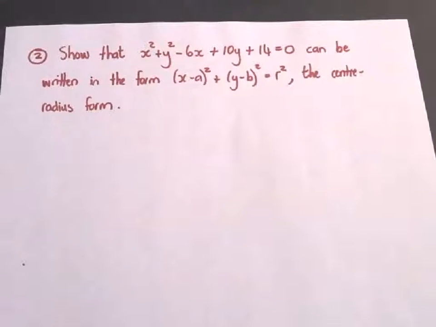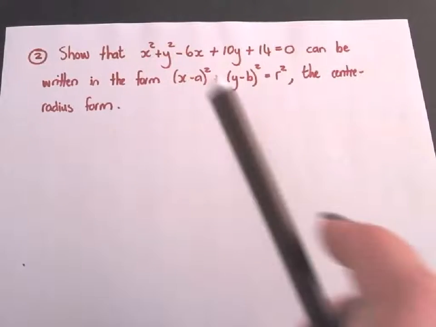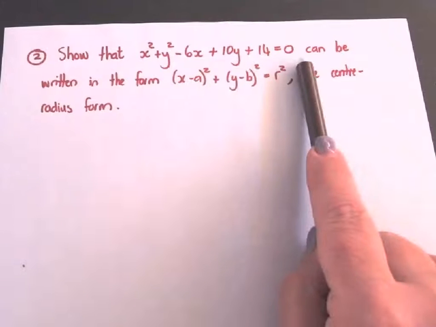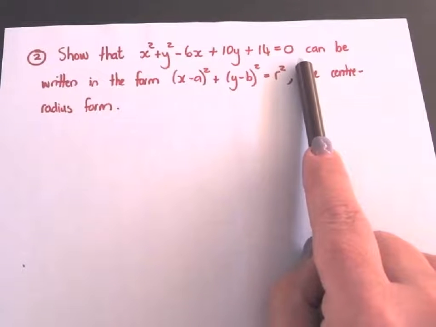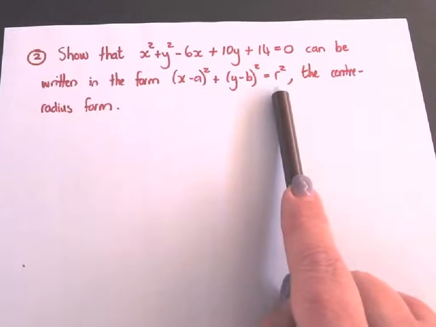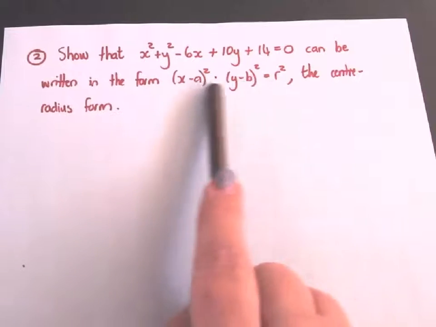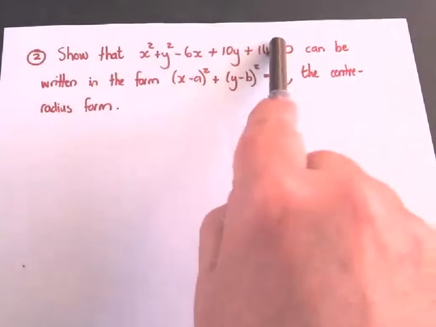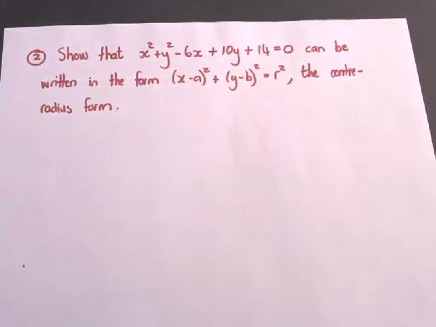Example 2. I give you an equation and I ask you to write it in this format. We know how to get from this one to that one. But how do I get backwards?